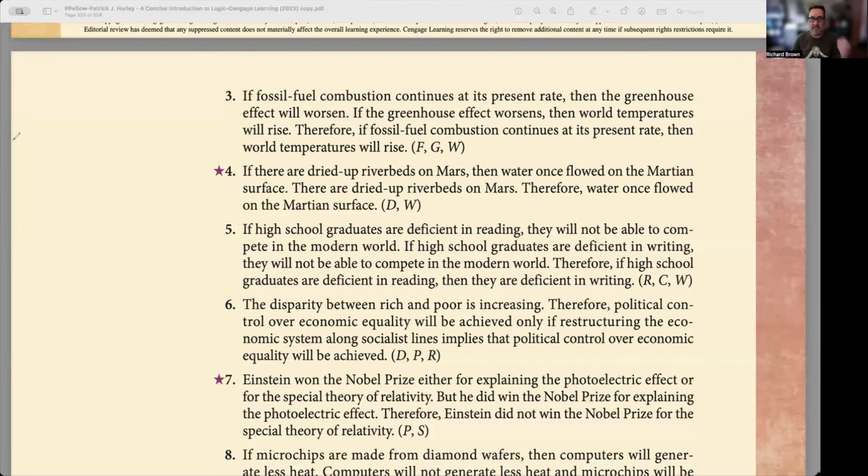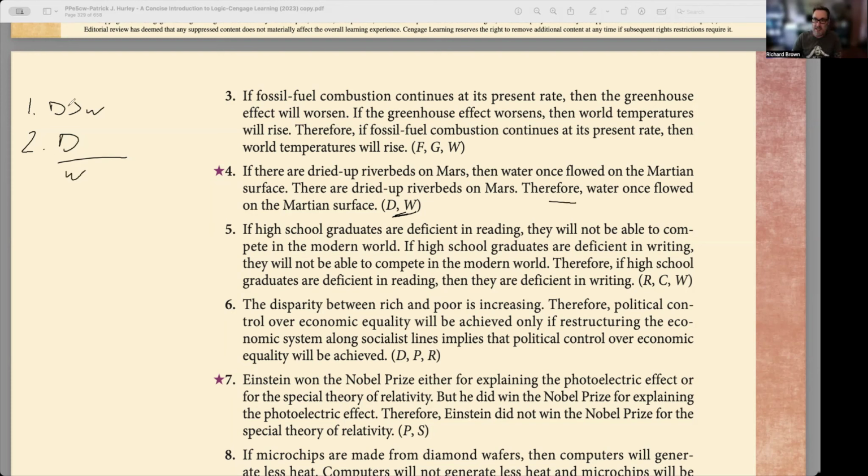Number 4 says, if there are dried up riverbeds on Mars, then water once flowed on the Martian surface. So we're given D and W, D standing for there are dried up riverbeds on Mars, and W standing for water once flowed on the Martian surface. And so we can already see that this first premise is going to be D horseshoe W. And here it says there are dried up riverbeds on Mars. So the second premise is simply that there are, in fact, dried up riverbeds. And the conclusion, which follows from therefore, is that W is true, that water once flowed on the Martian surface. So this is the argument.